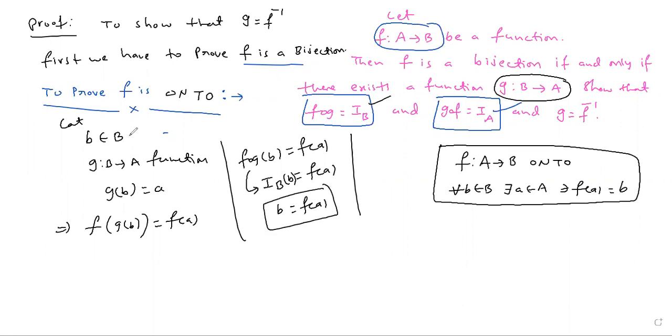So, and what is your assumption? Let B belong to B. Then B equals F of A. Who is A? A belongs to A. G is a function from B to A, and G of B is equal to A, where A belongs to A. Right? So, the final conclusion: for all B belongs to B, there exists A belongs to A such that F of A is equal to B.